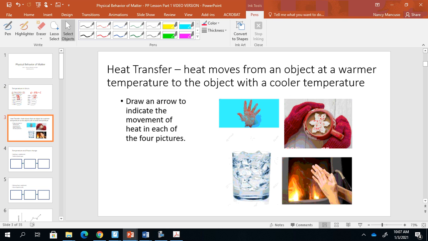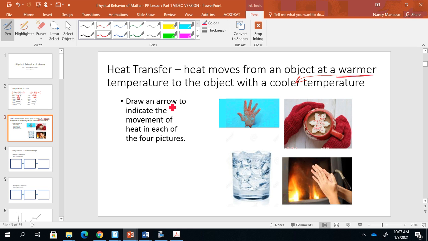Heat transfer. This is something that you've probably understood since you were little, that heat always moves from an object with a warm temperature to an object with a cooler temperature. So it always goes from warm to cold. You guys know my hands are always freezing in the room. So if you grab my hand, heat would go from your hand to my hand because my hand is colder.